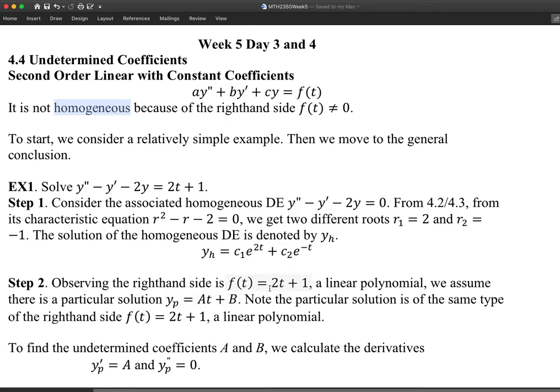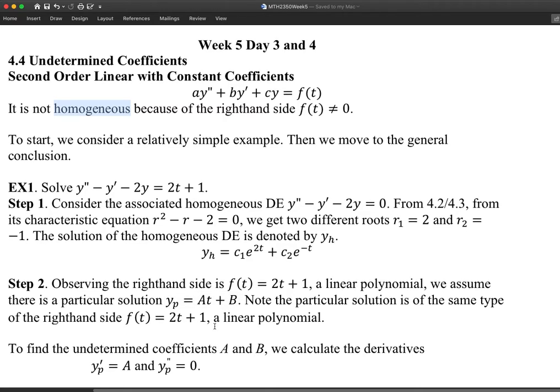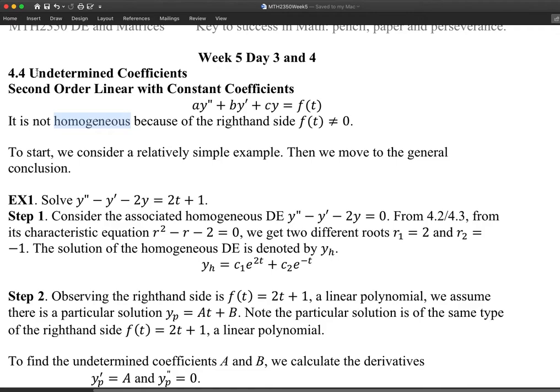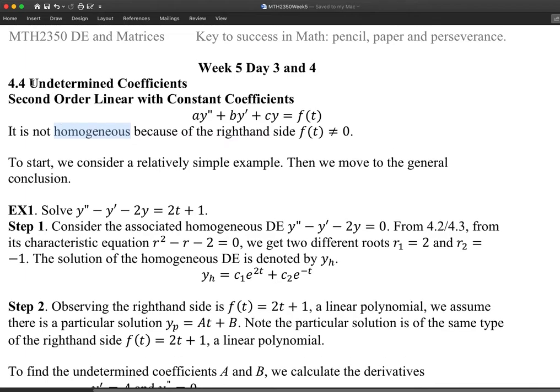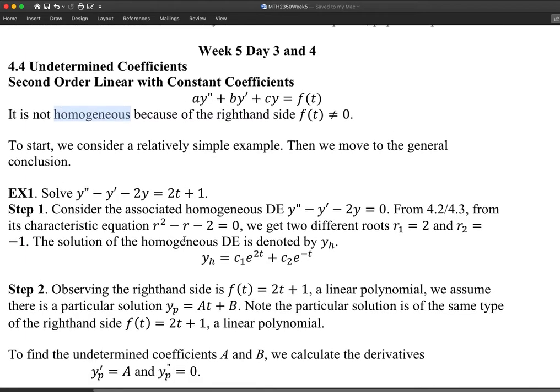Certainly, you don't want to say it matches precisely the right-hand side. Usually it does not. So I say the particular solution is At plus B. A and B are the coefficients. By the way, these are really unknown coefficients, or precisely, if we follow the textbook, so-called undetermined coefficients. So the remaining task is to find A and B.